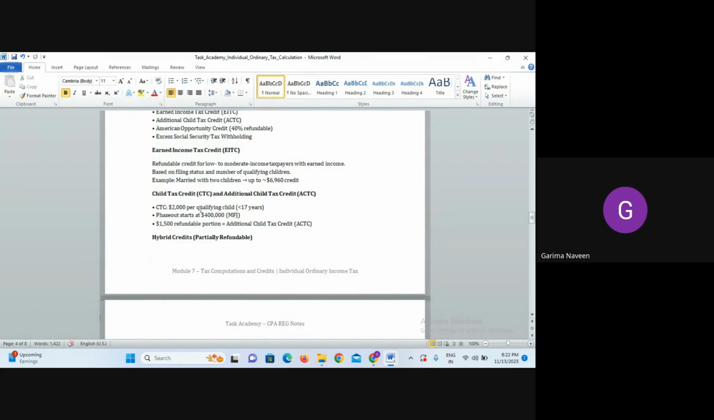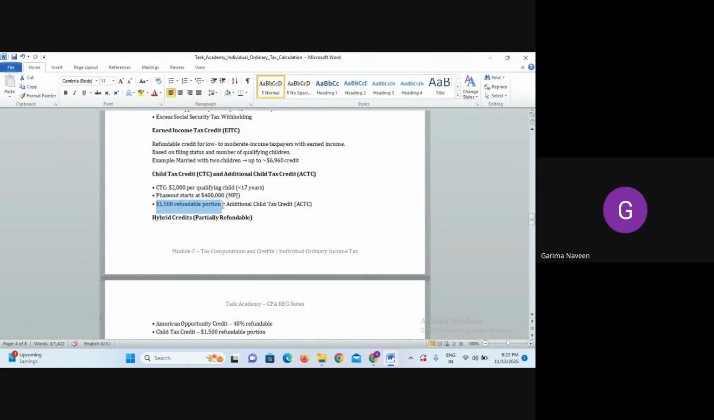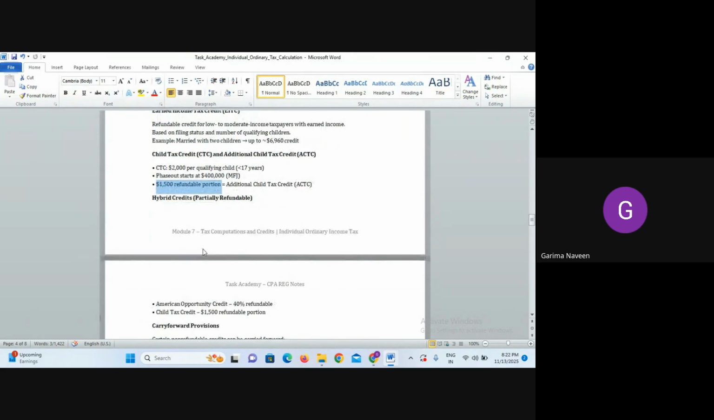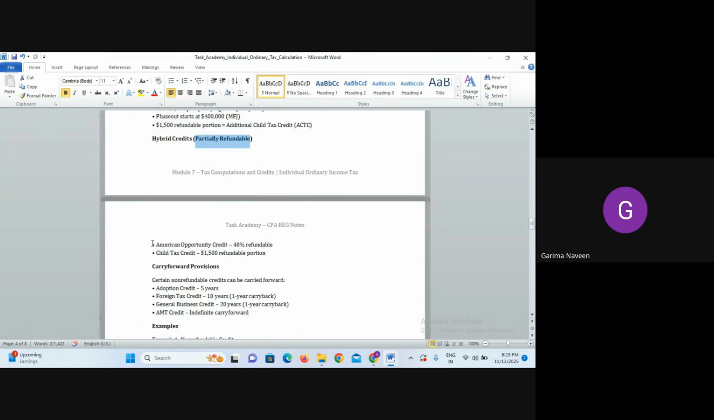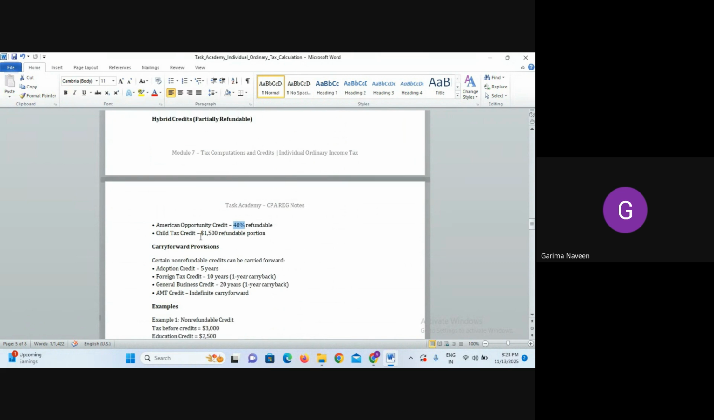This credit is partially refundable, up to $1,500 is the refundable portion. Hybrid credits, as I already told you, are partially refundable. For example, American Opportunity Credit, which is 40% refundable, and Child Tax Credit, which has $1,500 refundable.